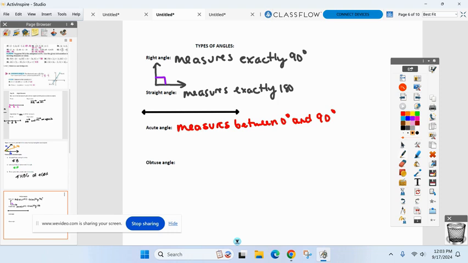How about obtuse angle? Yep, more than 90, but less than 180. Because you can have an angle bigger than 180. We'll talk about it next year. So I'm going to say measures between 90 and 180.